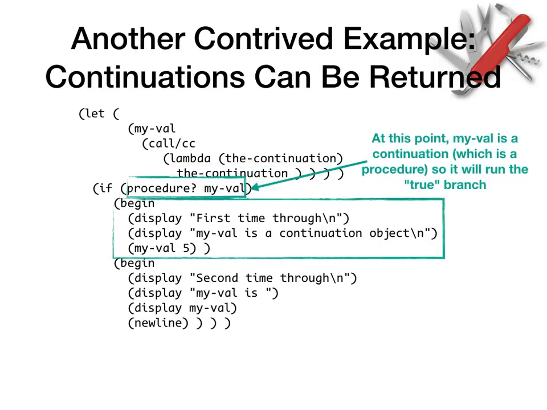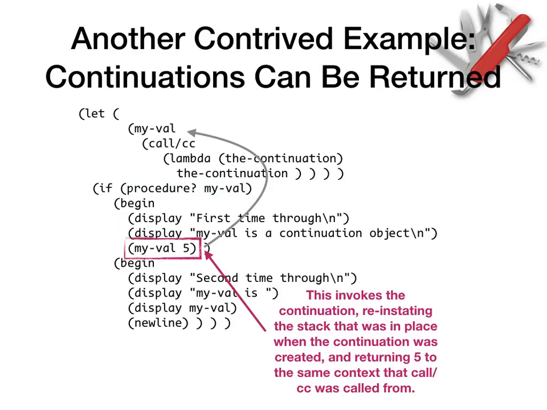So continuations are in fact procedures. So this checks to see if myval is a procedure. Okay, if myval is a procedure, we'll say, okay, well this is our first time through. And we'll say myval is a continuation object, and then we will call myval 5. So remember the continuation saves the stack frame so that when we call this function, it will return back into here. So when we call myval 5, it'll act like we were right here and return the value 5.